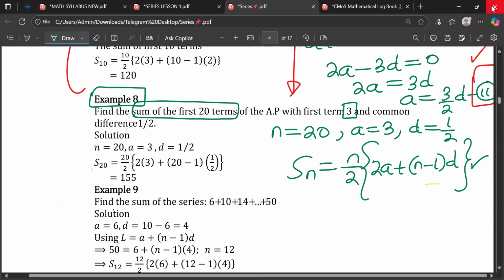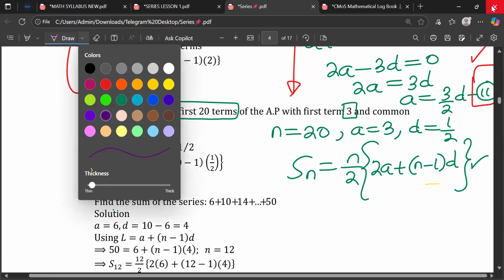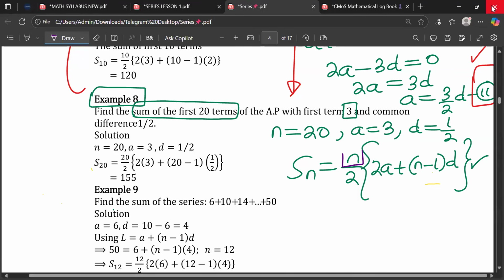It is in the logbook, but I taught you how it simply comes about. The n we have is 20. The a we have is 3. The n we have is 20. The d we have is a half.